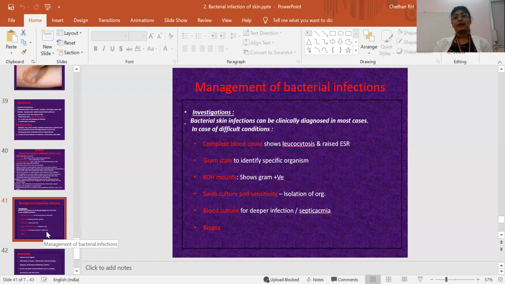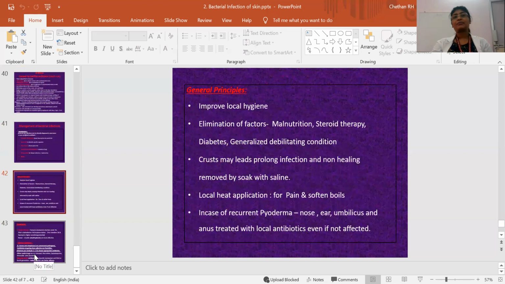KOH mount means you can identify a fungus; you can see the fungal spores or hyphae. Now, swab culture and sensitivity for isolation of the organism. Blood culture can be done for deeper infection or where there is septicemia, and a biopsy wherever necessary. What are the general principles?